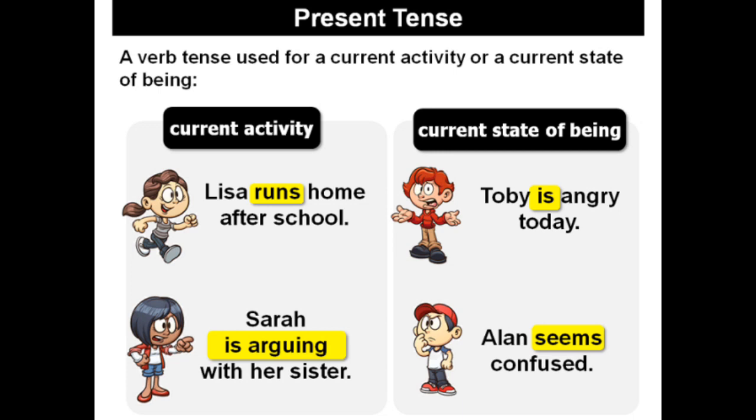Then here we have current state of being. Toby is angry today. That is his state of being. That is how he is at that time. He's angry today. Maybe yesterday he was happy, but today he's angry. Alan seems confused. At that particular time, he seems confused. Our major focus is those ones that are marked with a yellow color. Seems, that is the current state of being of Alan. So we move forward.